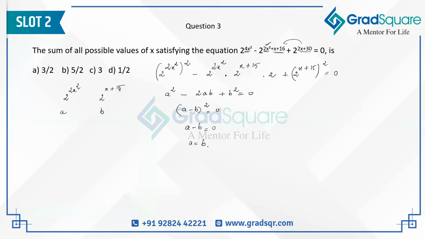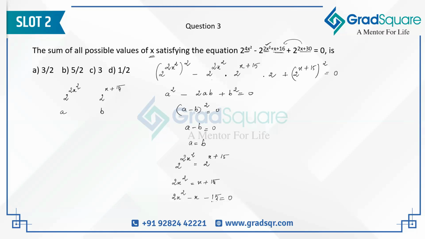So we get here now that a minus b should be equal to 0, which tells me that a is equal to b. Now they're asking me the sum of all the possible values of x, so I have to get my equation in terms of x. So go back. a was 2 to the power 2x square, which is equal to 2 to the power x plus 15. Since the bases are same, I can equate my powers: 2x square is equal to x plus 15. Let us bring them all on one side.